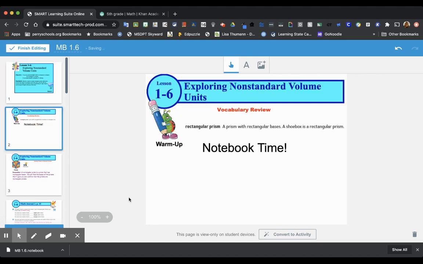Before we move on, this would be a great time to fill in that notebook that you have and write down the definition of a rectangular prism. A rectangular prism is a prism that has rectangular bases. So an example would be a shoebox. A shoebox is a rectangular prism. In the last lesson when we introduced volume, I showed you a jewelry box, I showed you a storage box. Those are also examples of rectangular prisms.